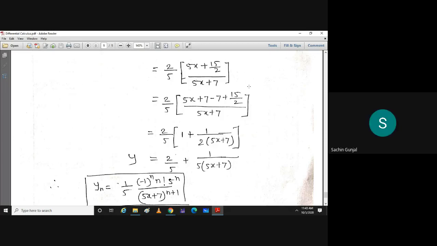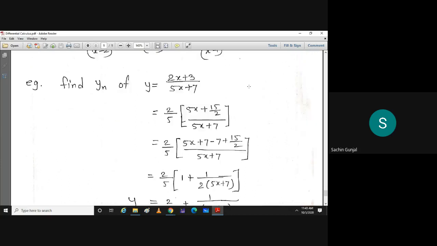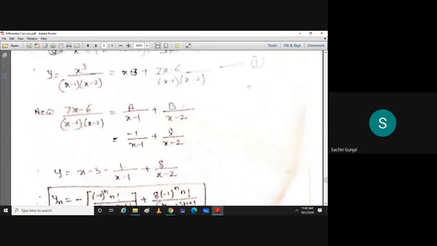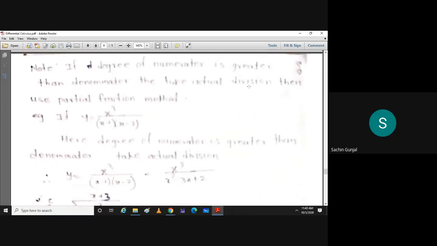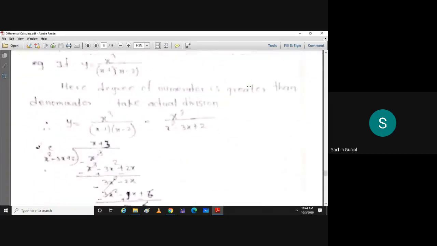I have already shared this PDF with you. And I apologize for the bad quality of this particular page.